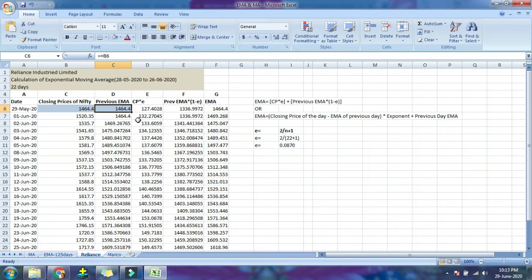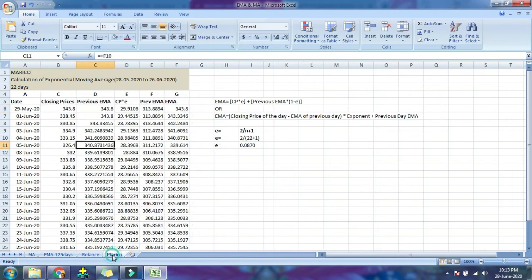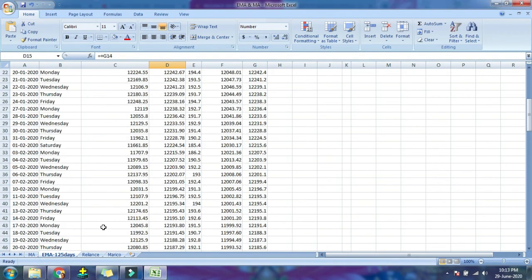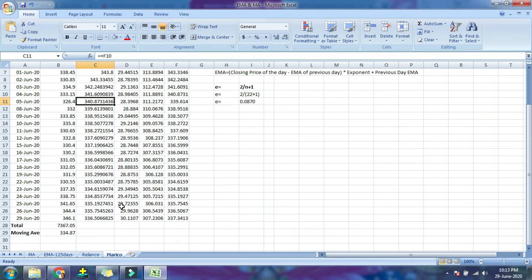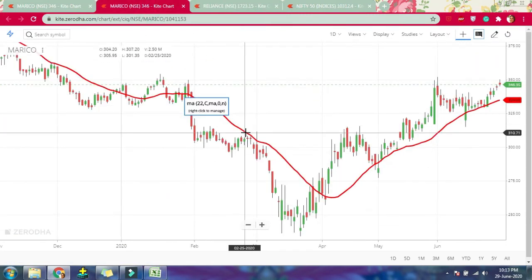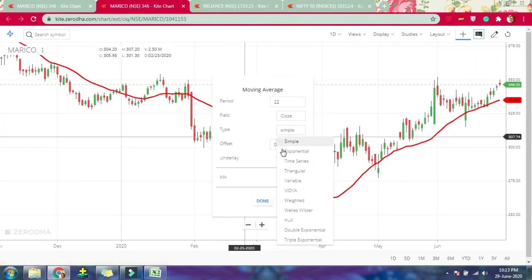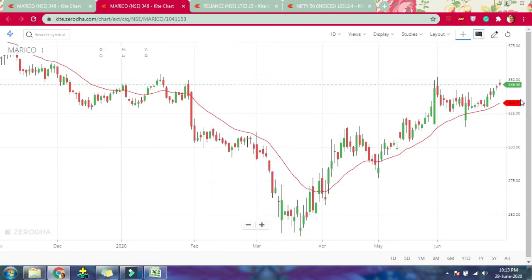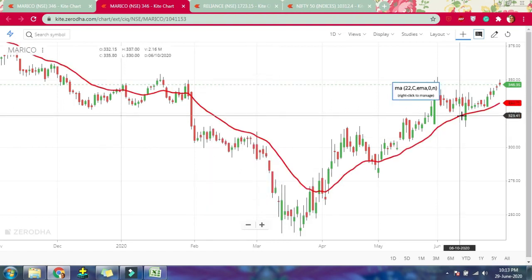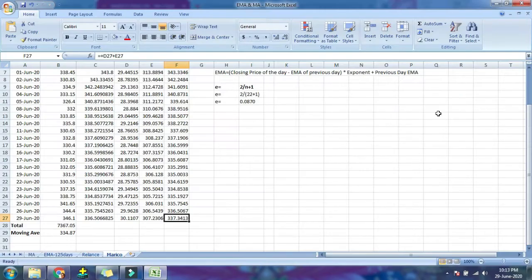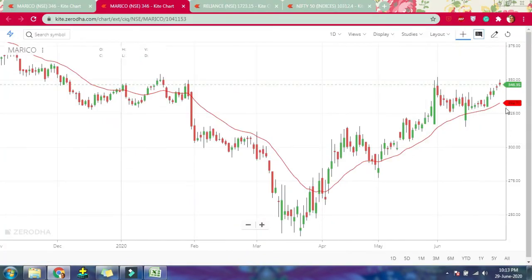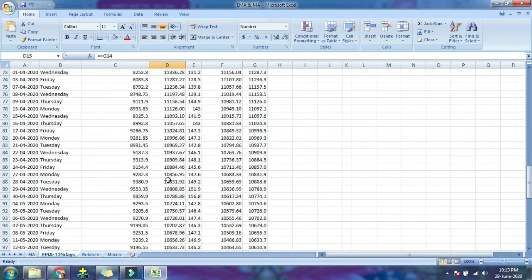Now for Marico and Nifty 50 also there is a difference in the value of EMA, and the reason is the same as explained above. For Marico, in the Excel sheet it's 337.3413, and in the charts it's 332.69. Obviously there is a difference.